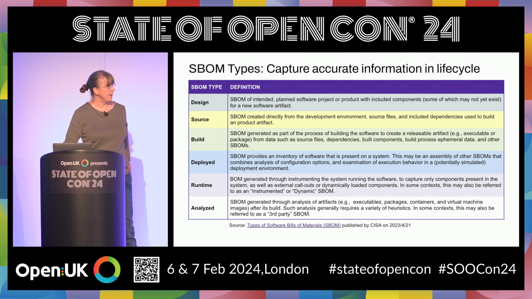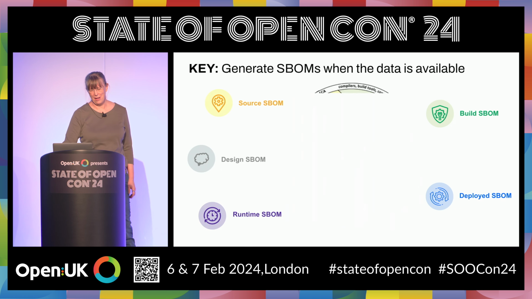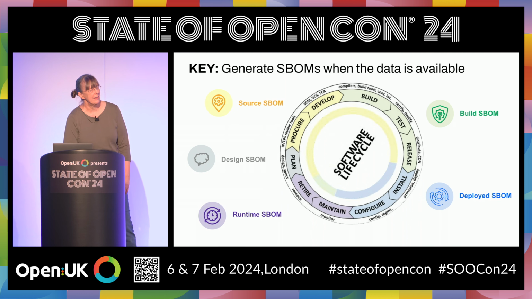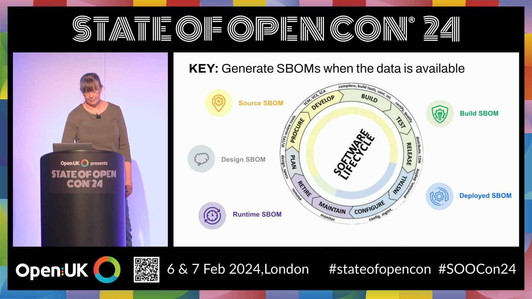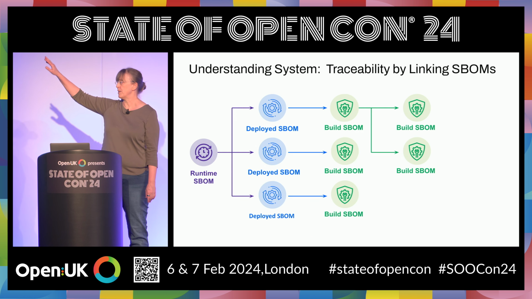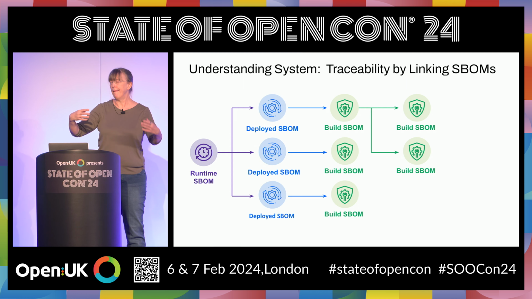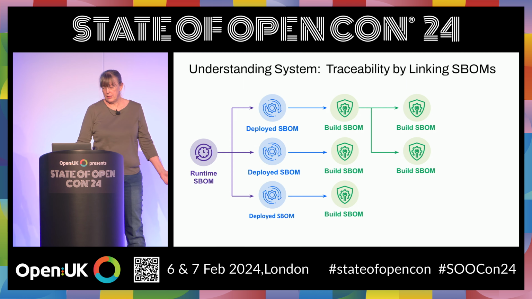So we spent a fair amount of time refining these definitions of the group, probably about 6 to 8 months, to come up with these definitions. It's all part of a one-pager, but at the heart of it, the key is just generate the SBOMs when the data is available. And what you also have to do is be able to link one SBOM to another rather than put them all in one big one, so that you can actually figure out what the traceability is.